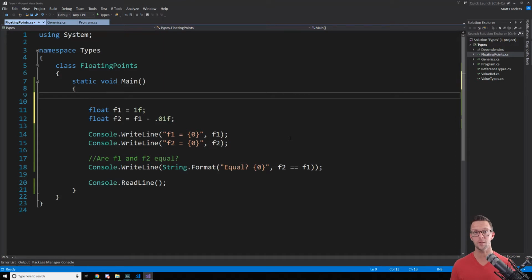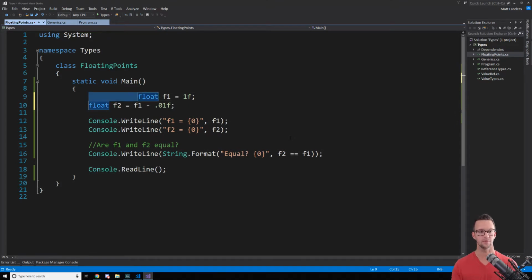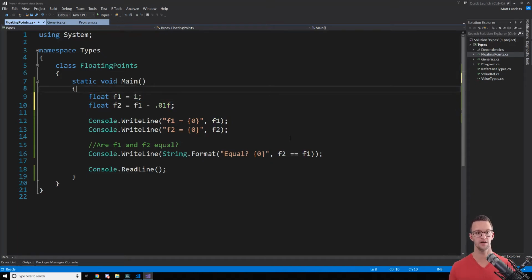So if you're going to do a banking application, then you're not going to want to use a float. And let's look at why. So let's look at this example here. Right now I'm just doing 1F here. In C#, the F just denotes that this is a float, so I have to put that there. Otherwise, it's not going to like me very much eventually.